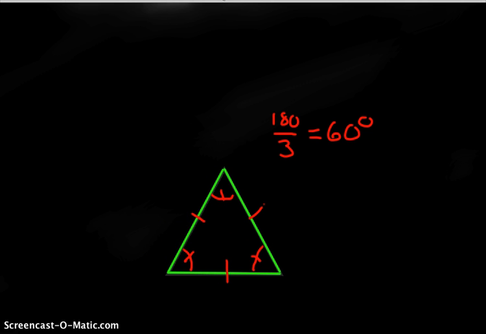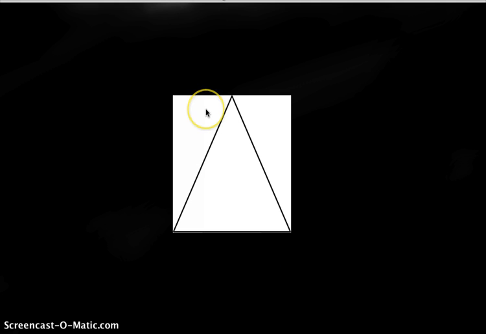And that's what an equilateral triangle is. And now I'm going to move on to an isosceles triangle. In an isosceles triangle, there's a little bit of vocab. It's not that hard. These two sides, right here and here, are called the legs. And this side down here is called the base.